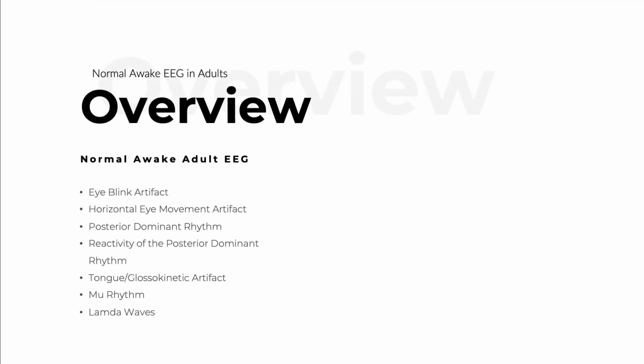Here's a list of the topics I'll cover with you in this lecture of normal awake EEG in adults. The identification of common artifacts seen during the awake state will help orient you. We'll also cover this very important concept of the posterior dominant rhythm. This is the key of the awake EEG.